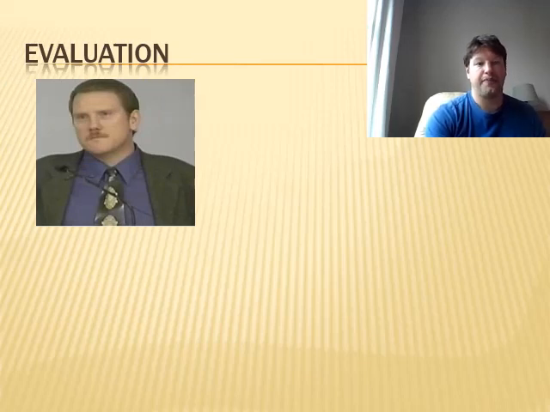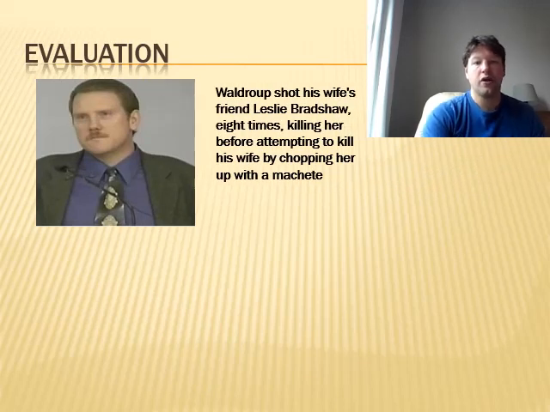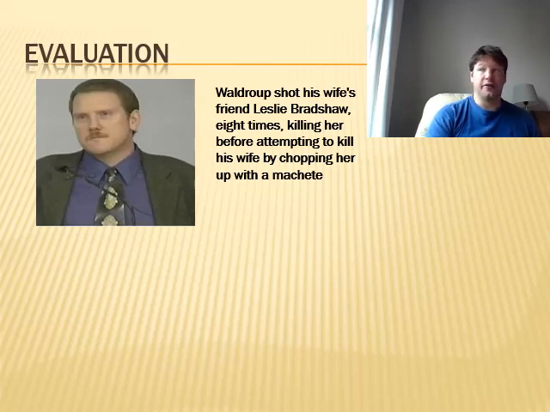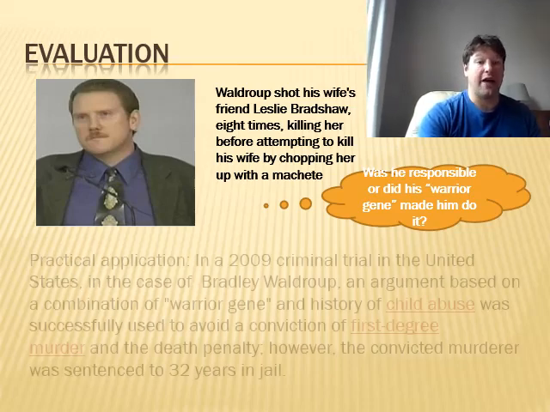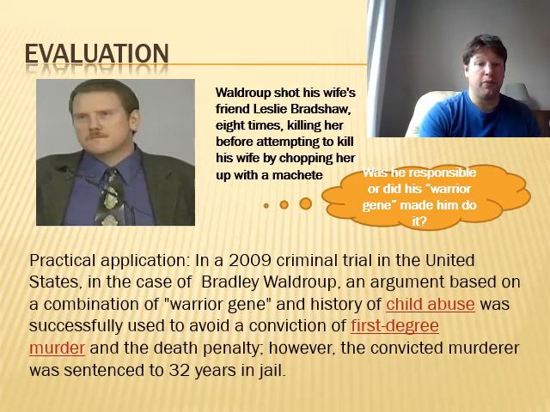Okay, this is an interesting one. Here he is. Waldrop shot his wife's friend Leslie Bradshaw 8 times, killing her before attempting to kill his wife by chopping her up with a machete. There he is. Guilty, not guilty, how many years, all of these things in court. Was he responsible? Did his warrior gene? So it's proven that he had the warrior gene, the existence of this gene, and also that he was abused as a child even.